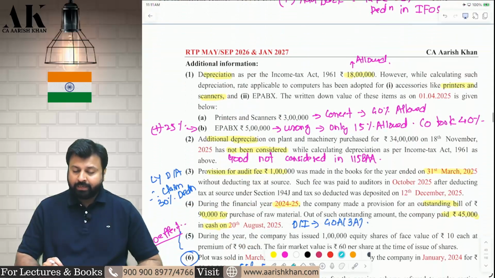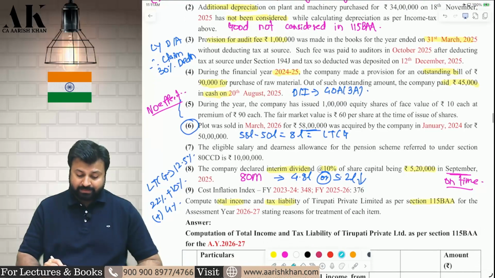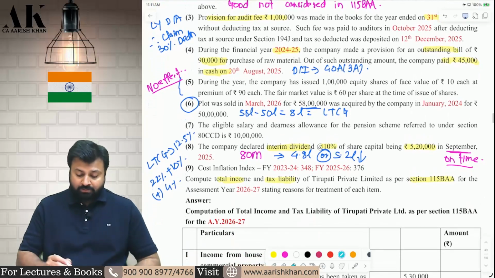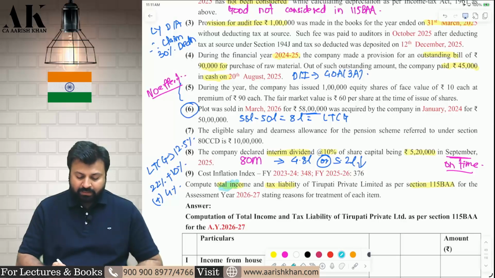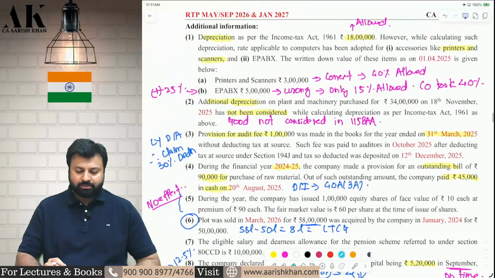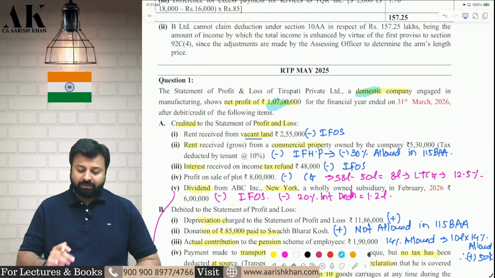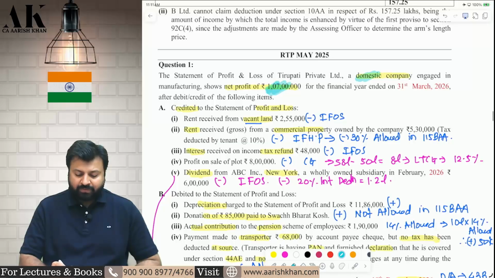Now, I have already told you that whenever a question on total income comes, you need to always see the last line, what they are exactly asking. So they are asking us to compute the total income and tax liability as per 115BAA. So let's start computing. The profit is 1 crore 7 lakh.